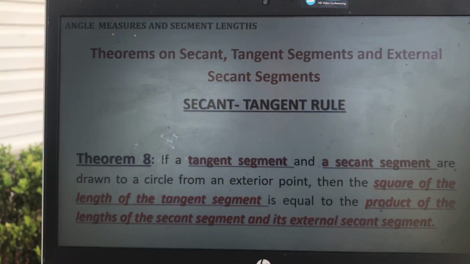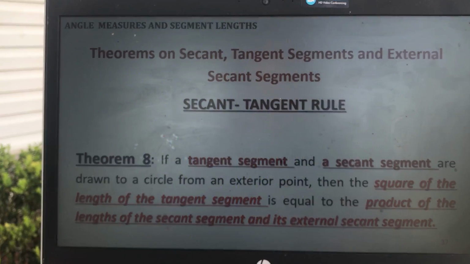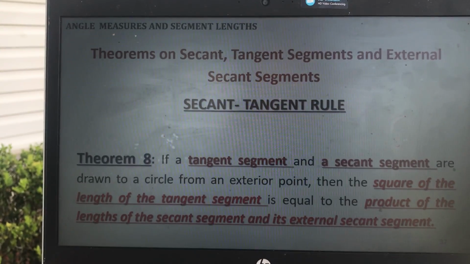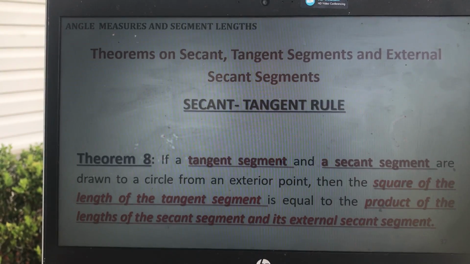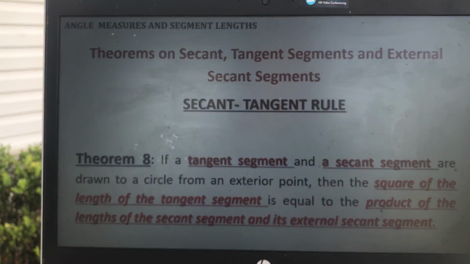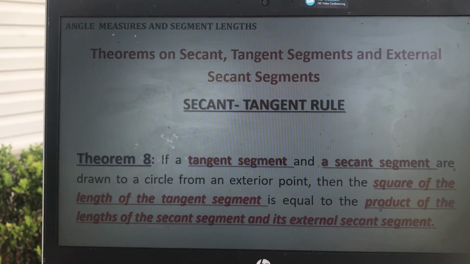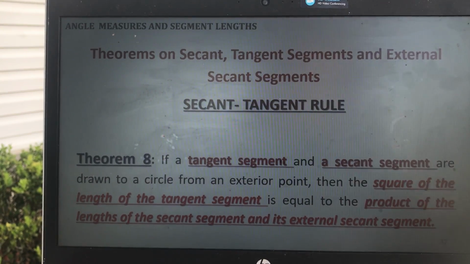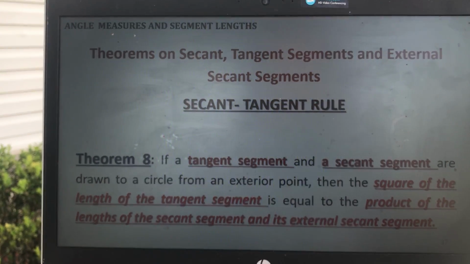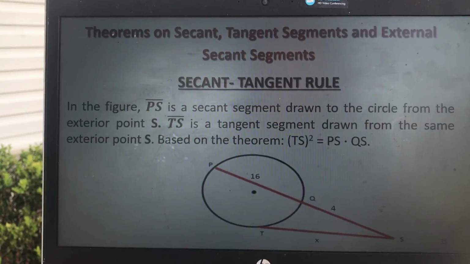If a tangent segment and a secant segment are drawn to a circle from an exterior point, again, they are both going to intersect at the exterior of the circle, then the square of the length of the tangent segment is going to be equal to the product of the lengths of the secant segment and also its external secant segment. Again, let's decode all of these words, and let's translate all of these words to the following model.